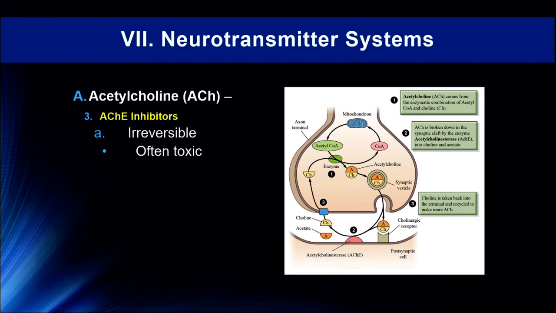The irreversible kind are generally toxic. These include things like pesticides and nerve gases. And what happens is, because they're irreversible inhibitors, we get a buildup of acetylcholine in the synapse. This can cause muscle tension, muscle tremors, and then eventually will lead to cardiac arrest and respiratory arrest.